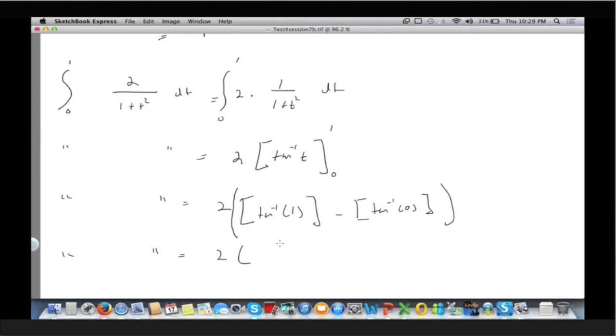So, the inverse tangent of 1 minus the inverse tangent of 0. Same thing. Okay, I'm going to start with the inverse tangent of 1 minus the inverse tangent of 0.